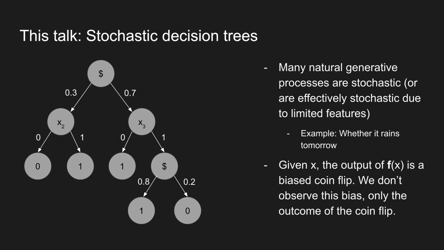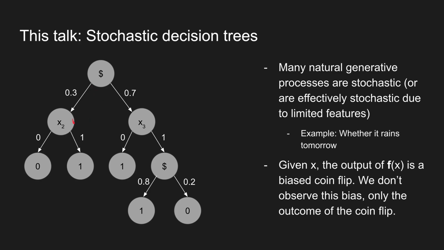Okay, so now what do we actually study in this talk? In this work, we study stochastic decision trees. These are a generalization of decision trees where, in addition to just splitting on a feature, nodes can also be a biased coin flip. So for example, in this decision tree, the root is a 0.7 biased coin flip. We use this $ sign to indicate a coin flip. So with probability 0.7, we move to the right subtree. With probability 0.3, we move to the left subtree.